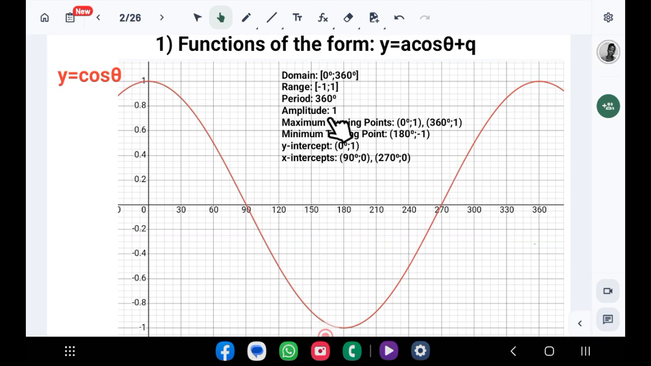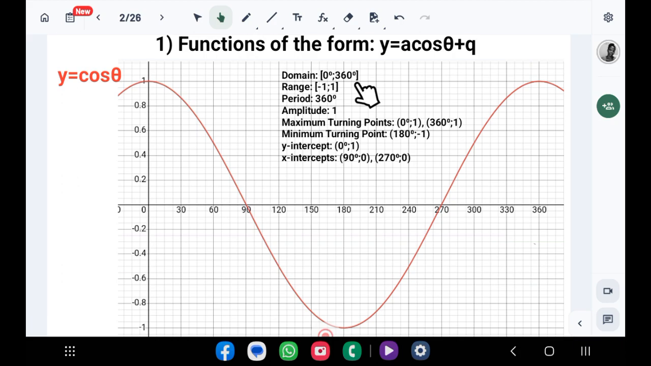Your amplitude is 1 because the distance from your point of rest, in this case the x-axis, to either your maximum turning point or your minimum turning point is exactly the same, 1. And your x-intercepts are at 90 degrees and 270 degrees. Your y-intercept is at 0 degrees, 1. And the domain is simply 0 to 360 degrees.